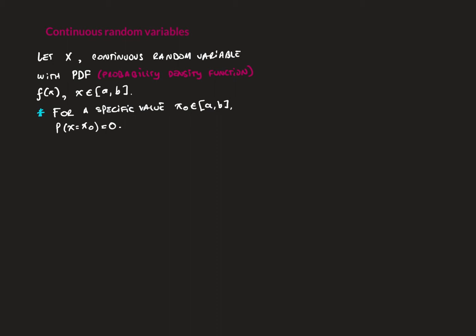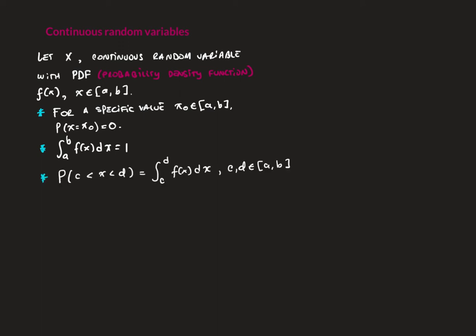In summary, let's consider x a continuous random variable that has a probability density function f of x, where the function is defined between the interval a to b. The first outcome that we got is that for a specific value, x sub 0, within that interval, the probability that x is going to take that specific value, x sub 0, is going to be equal to 0. Another outcome that we got from the previous discussion is that the area under the curve over the whole interval or domain of the function f of x is going to be equal to 1.